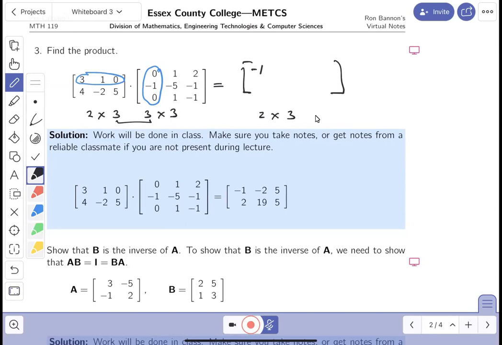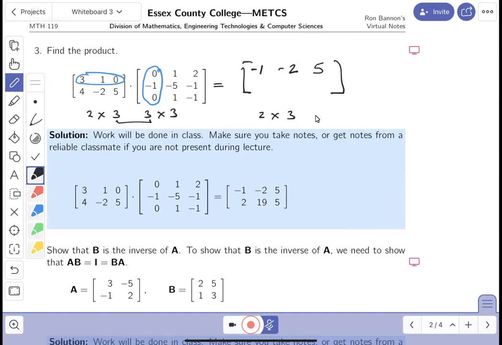Okay. Now we're going to do row 1 times column 2. A little more complicated. And you might want to write this on the side, but I think I can do it. That's going to be 3 minus 5 plus 0. Well, 3 minus 5 is minus 2. Now let's do the next one. Row 1 times column 3. What's that going to be? 6 minus 1 plus 0. That's going to be 5.